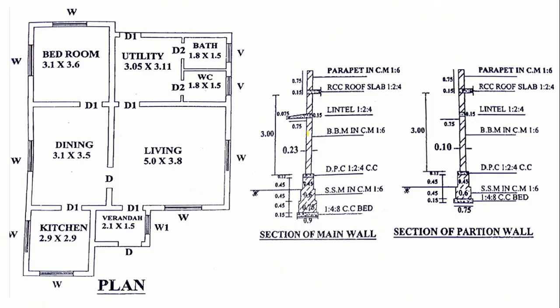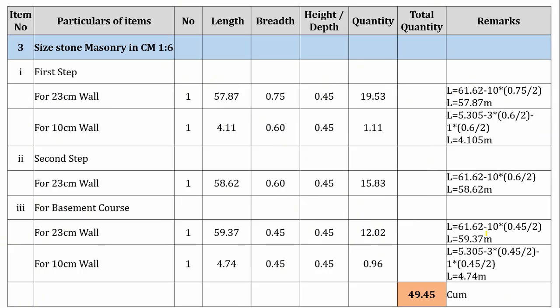Next is for BBM. How do you calculate it? Again, for example, for the 23 centimeter wall, this will remain the same, 10 into width. Here, instead of 0.45, this will be 0.23 by 2. Only that is going to change. So here it is 0.23 by 2, and here it is 0.1 by 2. If you change this, you will get the brick masonry works.